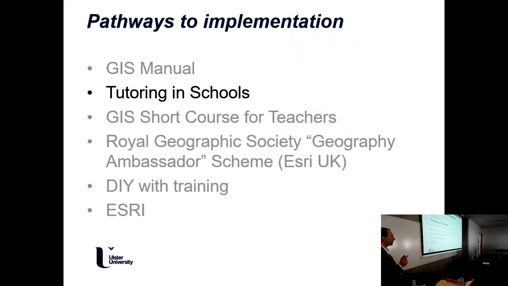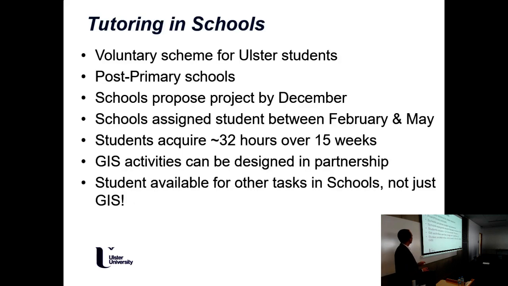The second one is tutoring in schools. In your pack, I've given you a double-sided page on tutoring in schools. It's essentially a voluntary scheme for Ulster students, so you get somebody like Hannah or Ursula or Johnny coming out into a school. You ideally propose a project. Now that could literally be a geography project in my school. It doesn't have to be specific, but you propose a project and a student is assigned to your school between February and May. They come in then for around 32 hours. That can wiggle a little bit if needs be, over about 15 weeks.